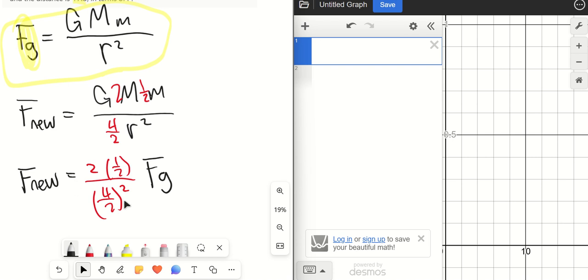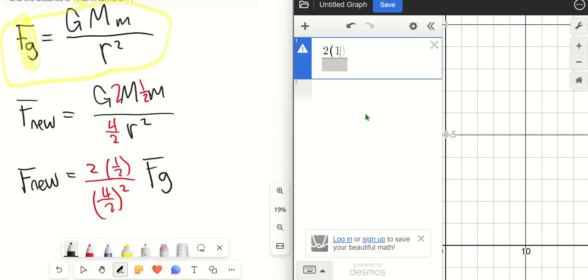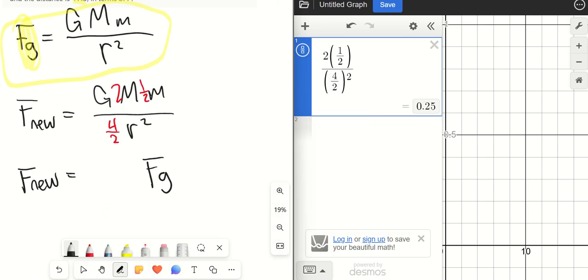And now I'm going to use Desmos to actually do all the math for me. So I could see that I have a fraction, so I'm going to start off the fraction. Then in my numerator, I'm going to have 2 multiplied with 1/2. And then on the bottom, I'm going to set up parentheses. So I could put 4 over 2. And I'm going to square this. And it tells me that my new force is going to be about 1/4 of my original force. So this is going to be 0.25 of what my original force was.